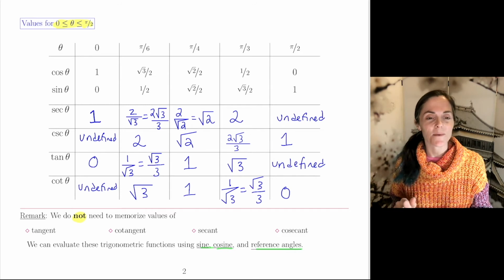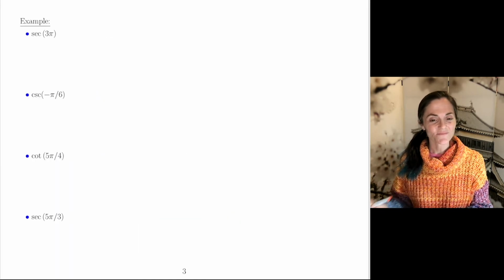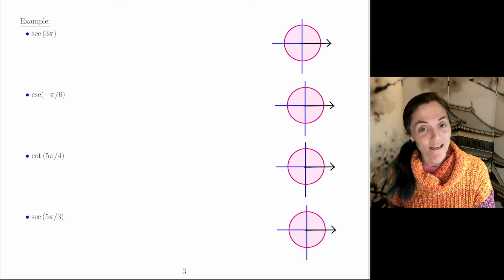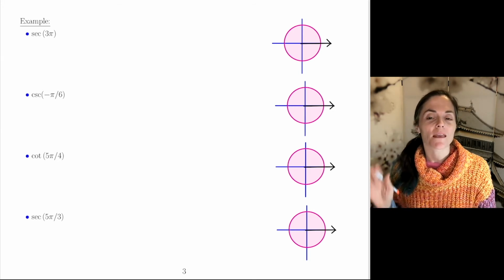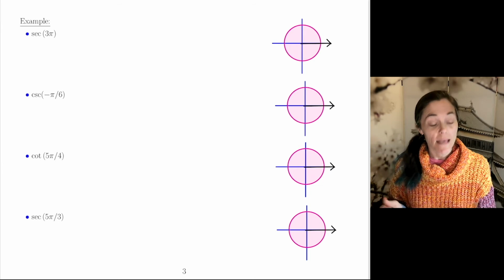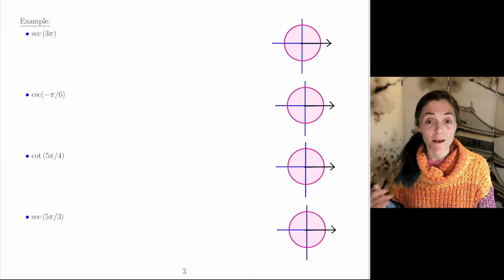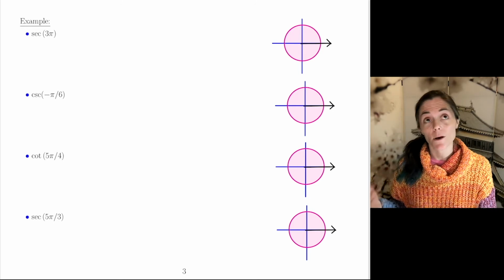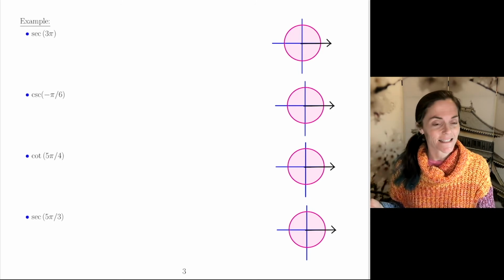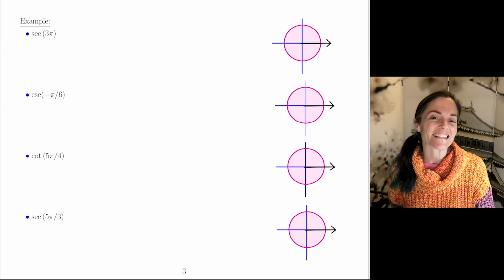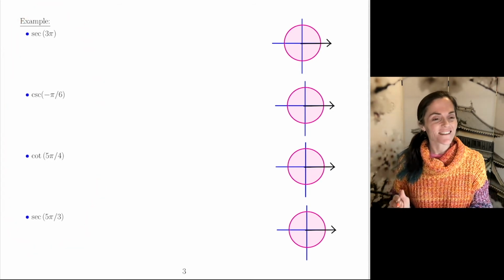So let's practice some of this right now. You'll notice I've drawn a unit circle for each one, and I went ahead and wrote the initial side of the angle. And I am not going to refer back to my chart about the values of secant, cosecant, tangent, and cotangent. I'm going to evaluate all of these really using sines and cosines and reference angles.